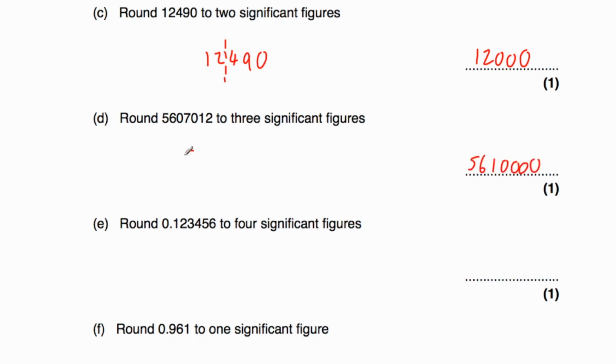And again, we could have done 5,607,012. We want to put a dash after the third significant figure. So we've got 560, so the dash is going to go after that. Now that 0 is significant, it's not in front of the number like a 0.0 and so on, so we do count that as a significant figure. The fourth significant figure is a 7, so we round up to 5,610,000.